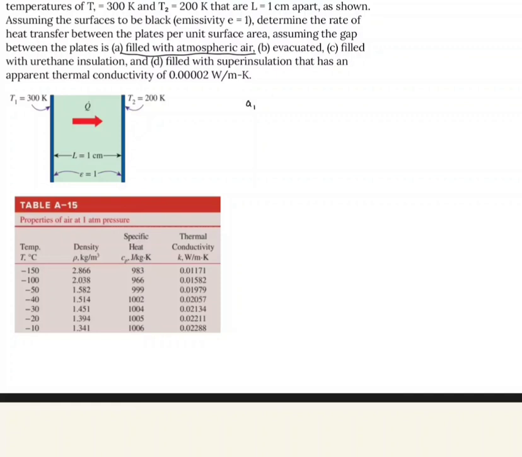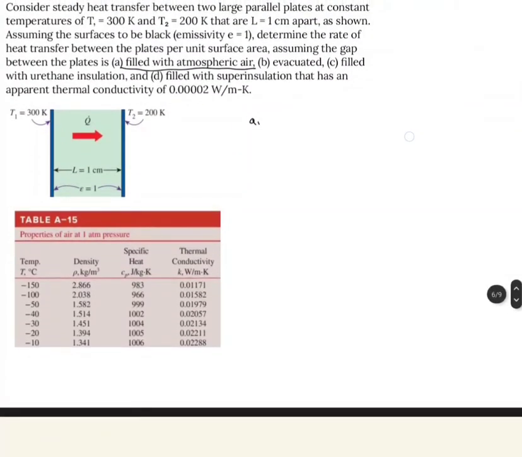What does this mean? It means that out of three modes of heat transfer, we have two of them, which is conduction and radiation. So the formula for conduction is K A surface, T1 minus T2 divided by the thickness.